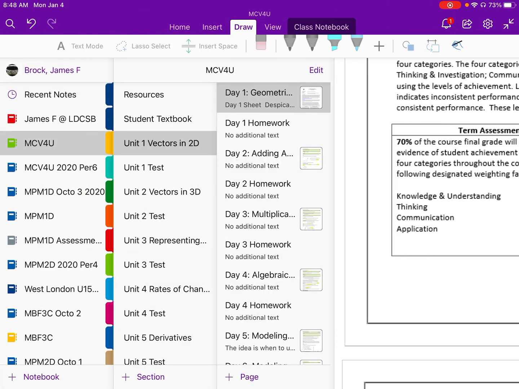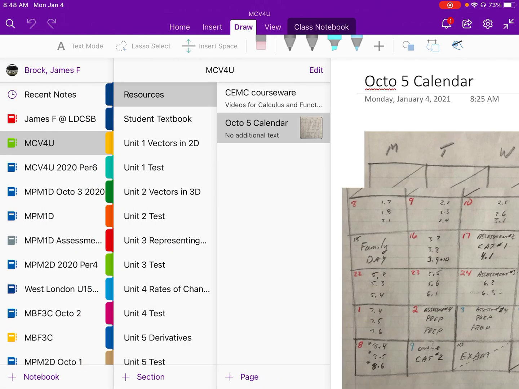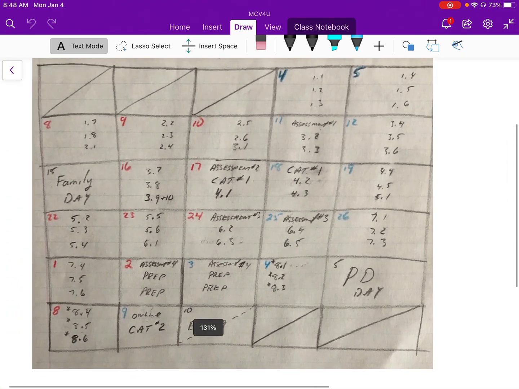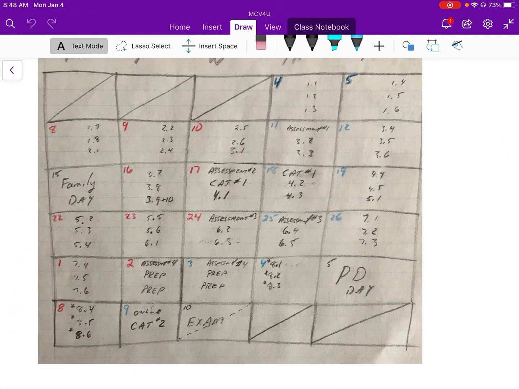Okay, if I take a look quickly at the resources, we can see our Octo 5 calendar here, and I've got them set up with unit number and lesson number on it, and that's how we do it. For example, today is unit 1, lesson 1. We'll do 2 and 3, and then tomorrow we'll end up with unit 1, lesson 4, 5, and 6, and so on.